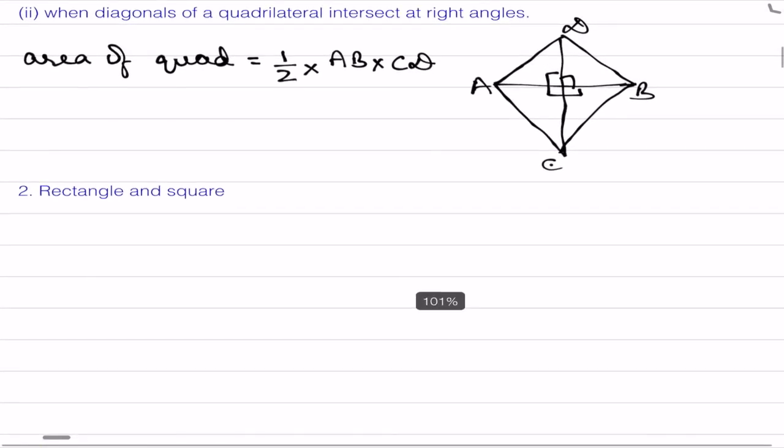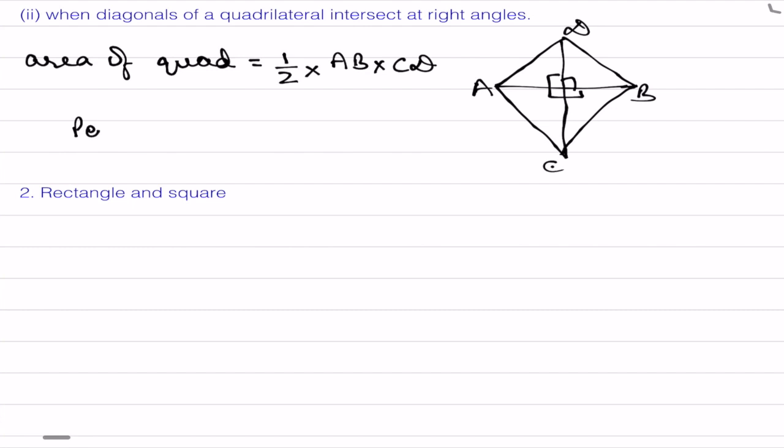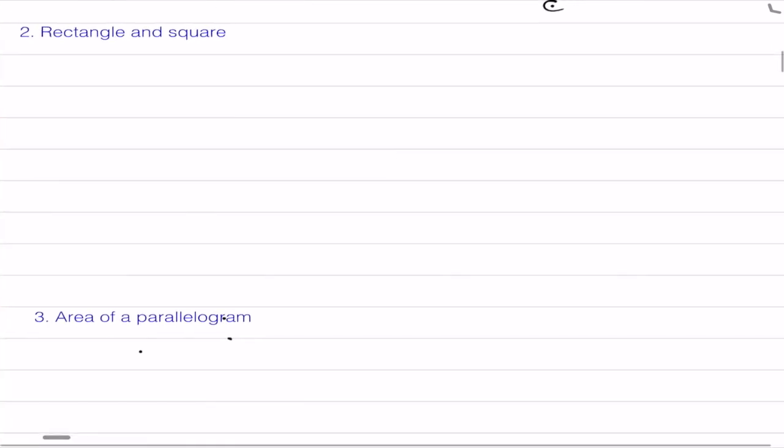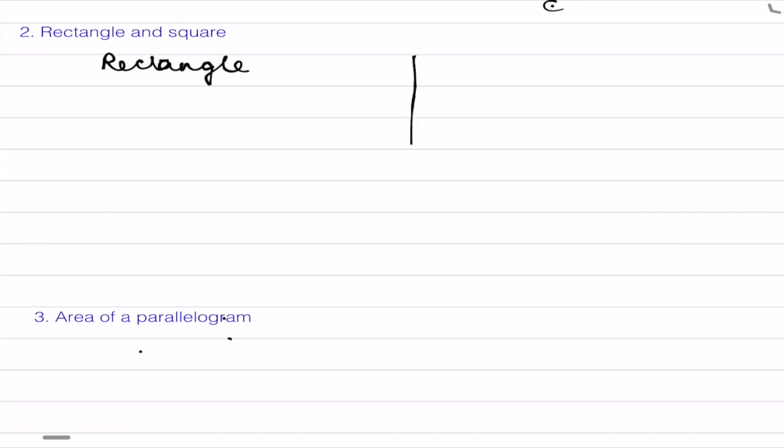Now suppose they ask what is the perimeter of this quadrilateral, then what will we do? Perimeter means the sum of all the sides, so AB plus BC plus CD plus AD. Perimeter, if you don't remember the formula, then it's very simple, you add all the sides, you will get the perimeter.